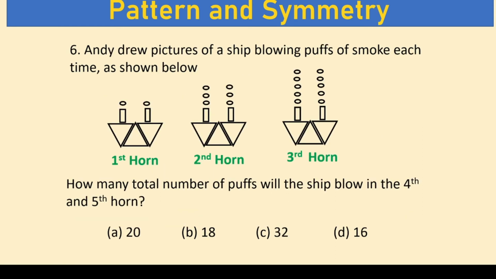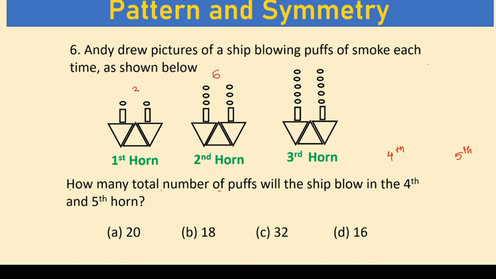Next question. Andy drew pictures of a ship blowing puffs of smoke each time as shown below. This is the first horn, second horn and third horn. How many total puffs will the ship blow in the fourth and fifth horn? So this is similar to our previous question, but we need to find the fourth as well as fifth horn puffs. In the first horn there are 2 puffs.